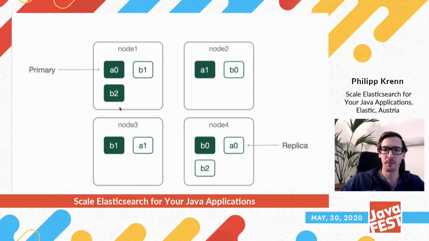Same happens for the index B. So we have B0, 1, and 2. And then we have replicas B0 replica, B2, and B1. And those are the main concepts.